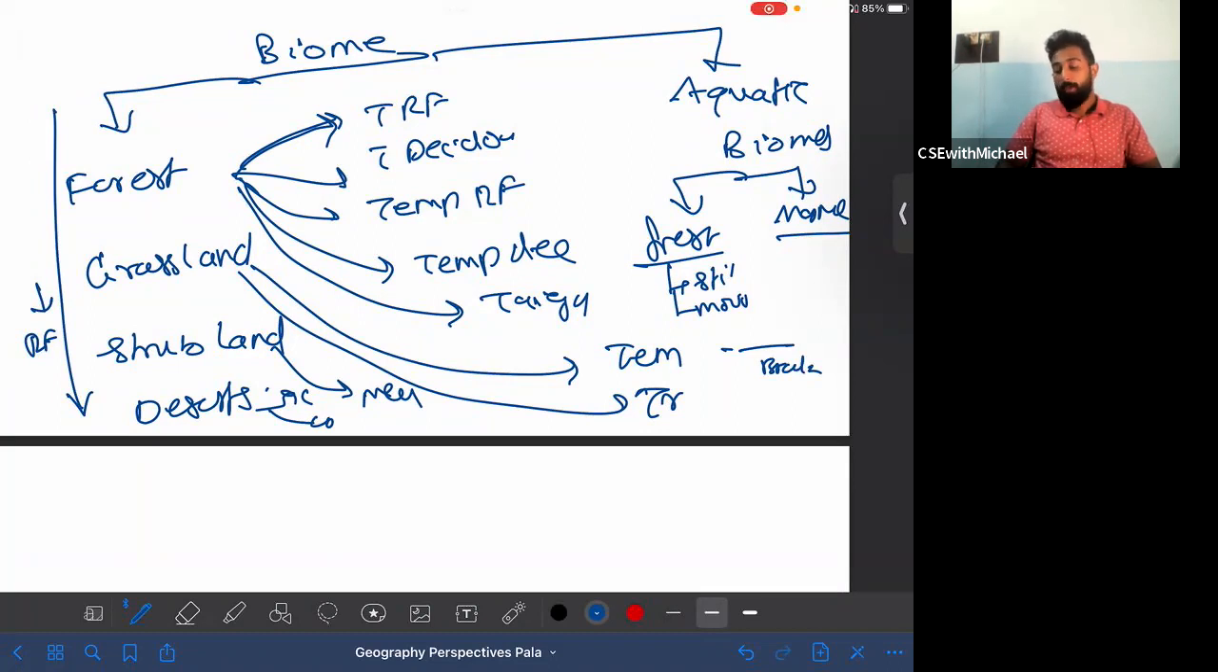Biomes are... We'll write a few things about biomes, and we'll look into one or two or three biomes.